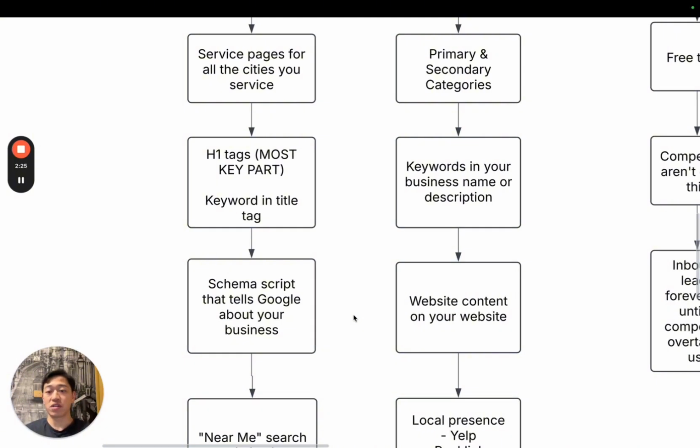cities that you service. So without the schema script that you provide to Google, Google won't know what your service is, and you won't rank for the near me searches. So whenever a homeowner searches X installation near me, you'll be ranking for those if you have the schema script. And all this is pretty complex, but it should make a drastic change in your SEO and ranking on Google.